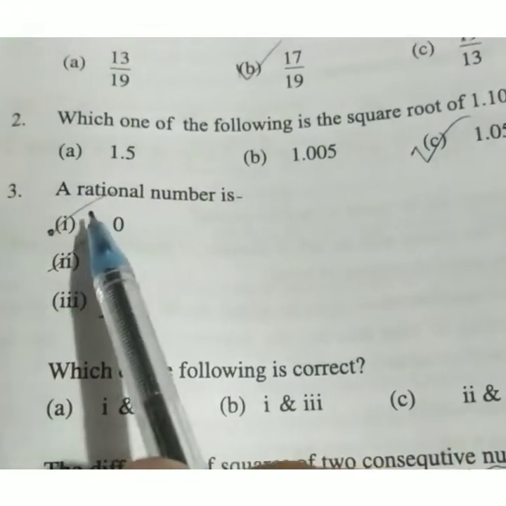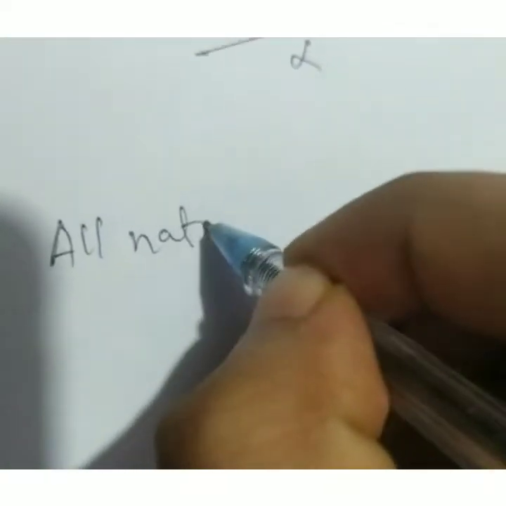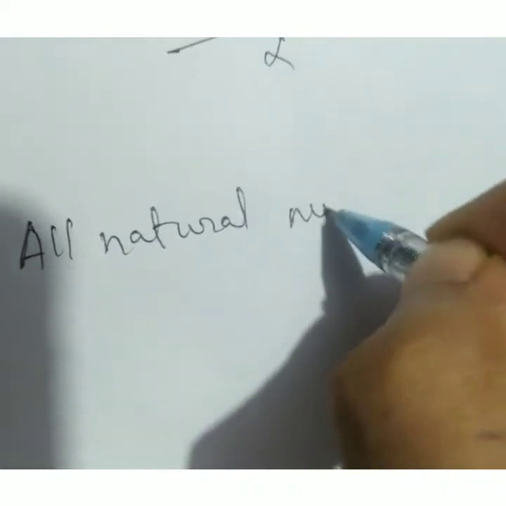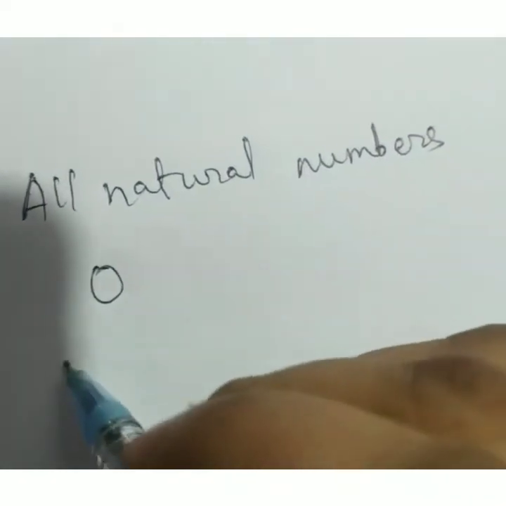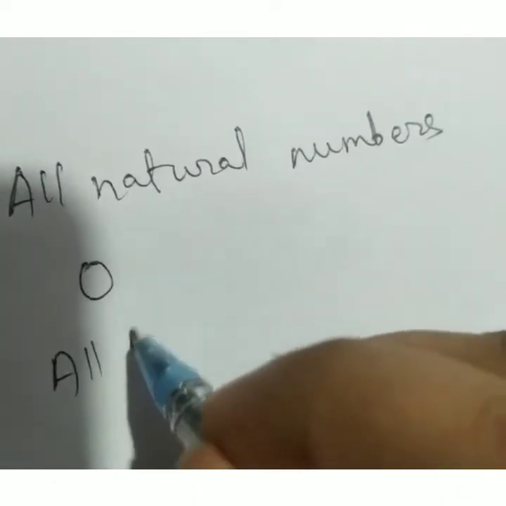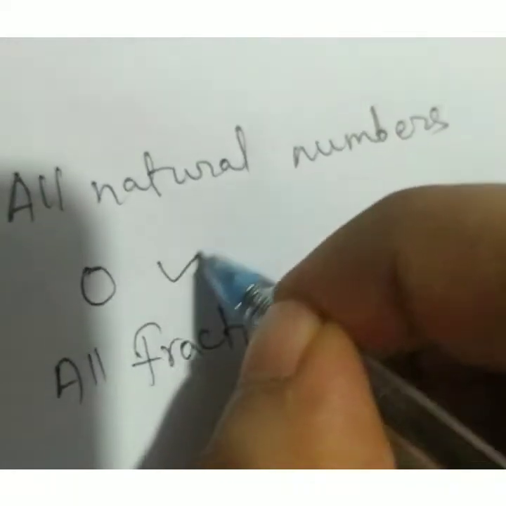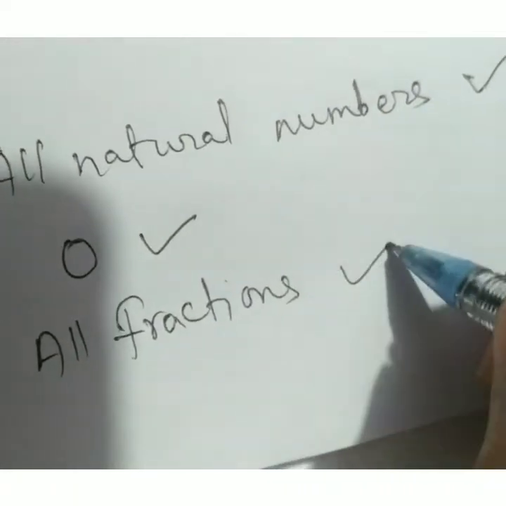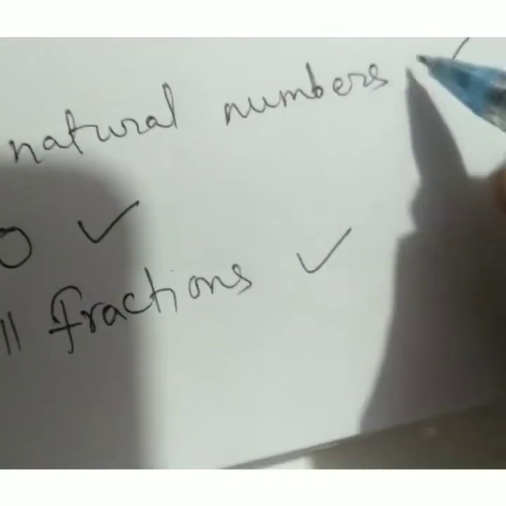Okay, next question. A rational number. What is a rational number? First of all, I need to understand what rational number means. All natural numbers, then 0, then all possible fractions. Zero, natural numbers and fractions, all together they are called what? Rational numbers.